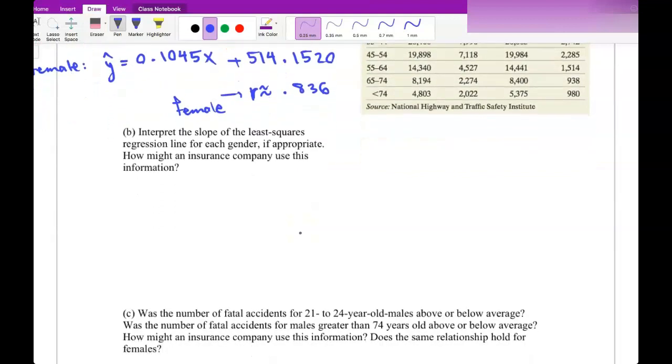Okay, part B: interpret the slope of the least squares regression line for each gender. If appropriate, how might an insurance company use this information?